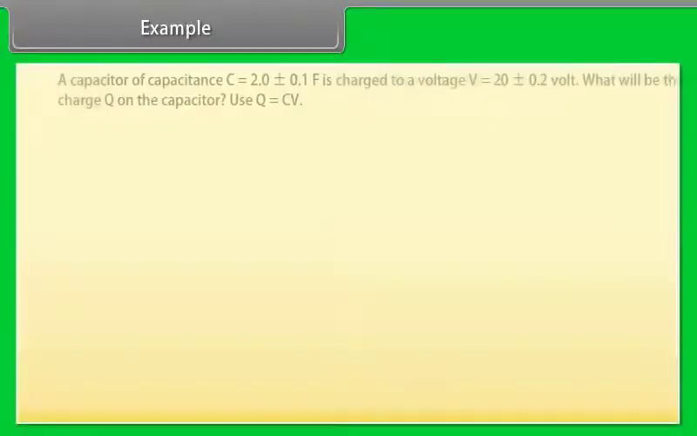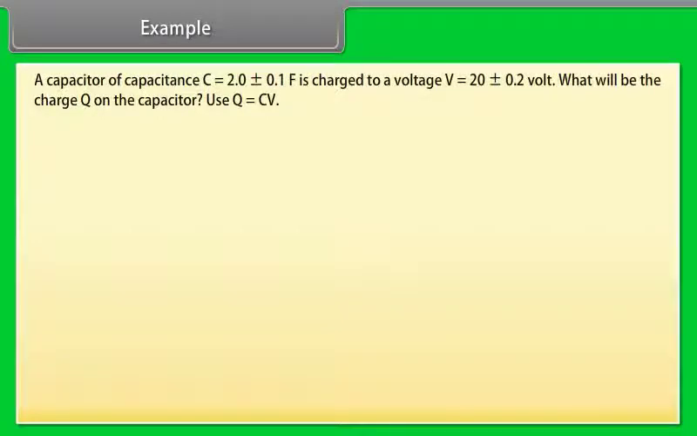Example. Let's take an example of errors. A capacitor of capacitance C equal to 2.0 plus minus 0.1 microfarad is charged to a voltage V equal to 20 plus minus 0.2 volt. What will be the charge Q on the capacitor? Use Q equal to CV. Let us see the solution.